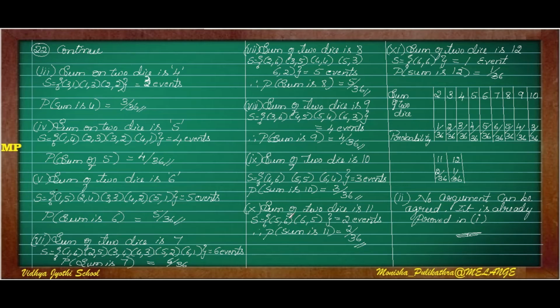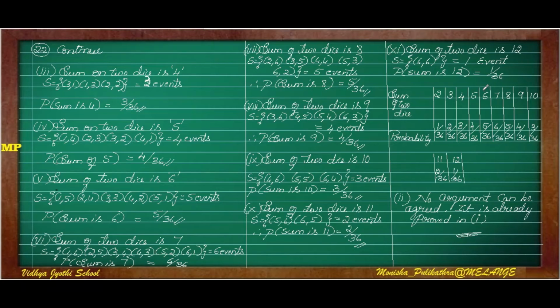Next, sum of 11. Only 2 events are possible for the sum of 11: 5 plus 6 and 6 plus 5. Therefore, only 2 events. Probability of sum of 11 is 2 by 36. At last, sum of 2 dice is 12. For 12, only 1 is possible, that is 6 plus 6. Only 1 event is possible. Therefore, the probability of sum of 12 is 1 by 36.